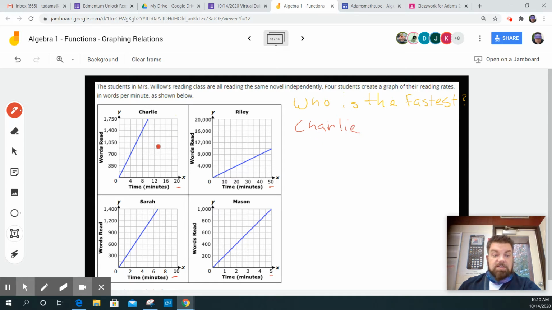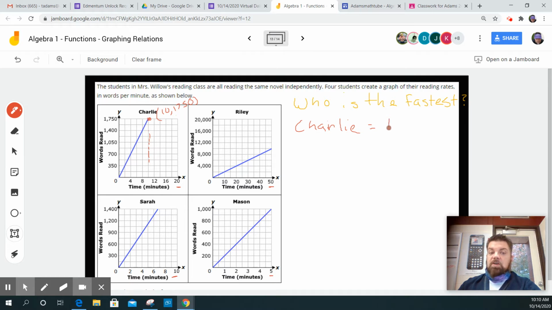It looks like, if I look at this point here, the X value is between 8 and 10. So it's 10 minutes. He reads 1,750 words. Okay, he does that in 10 minutes. So now the rate of change is going to be how many words he reads per minute.